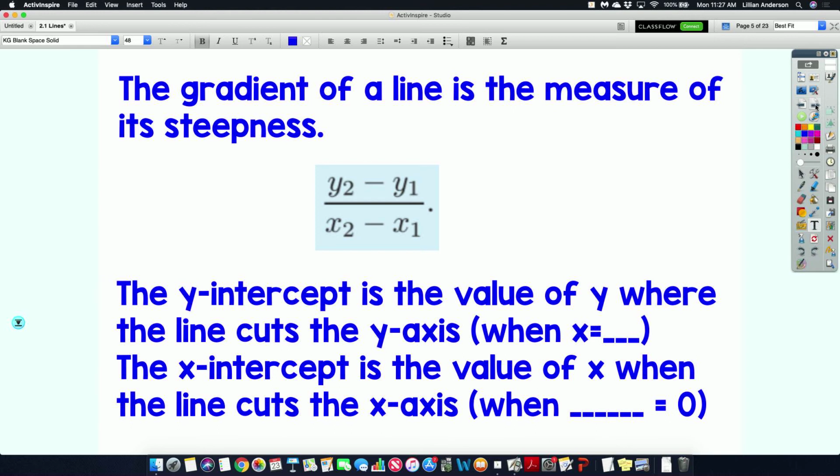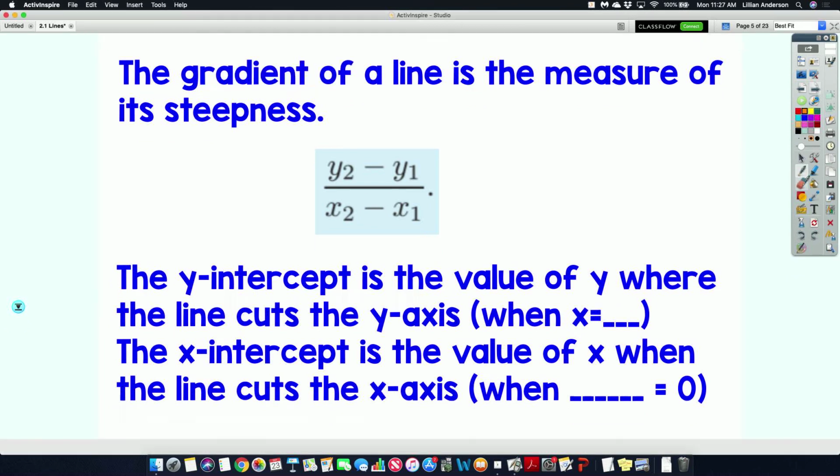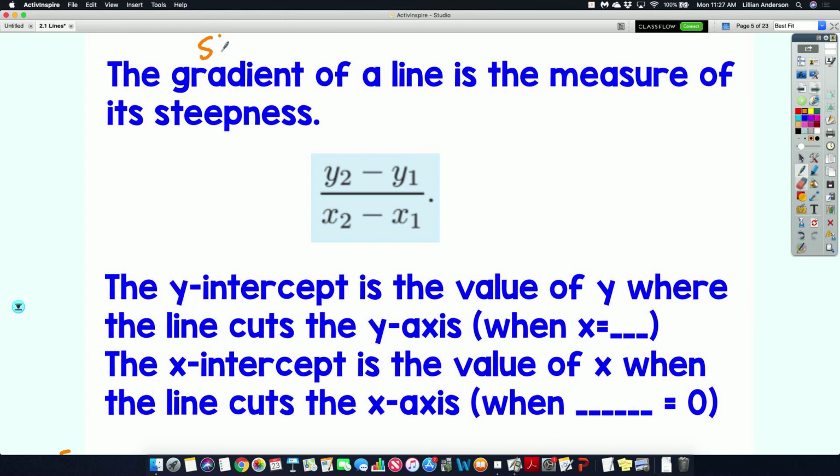Continuing on with linear functions. Gradient of a line is the measure of steepness. And you see this formula, y2 minus y1 all over x2 minus x1. You've seen that formula before, right? Yes. Where have you seen it? Slope. Yes, and that's exactly what gradient means. Gradient means slope. So, IB uses gradient. So when you see that word, don't get confused. All that means is to find the slope.